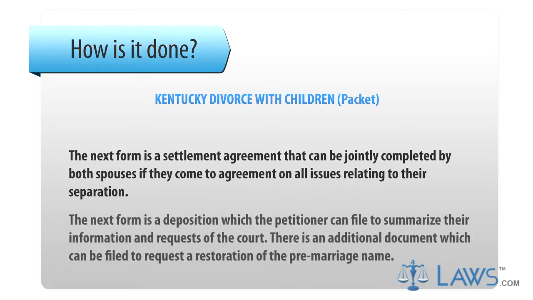Step 6. The next form is a deposition which the petitioner can file to summarize their information and requests of the court. There is an additional document that can be filed to request a restoration of the pre-marriage name.